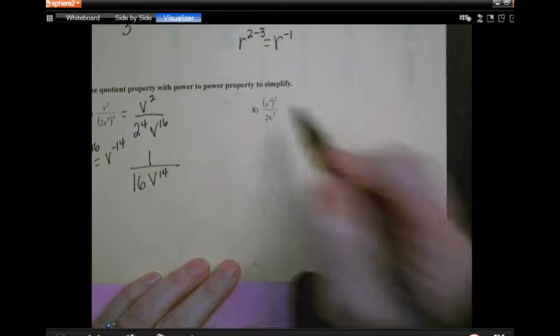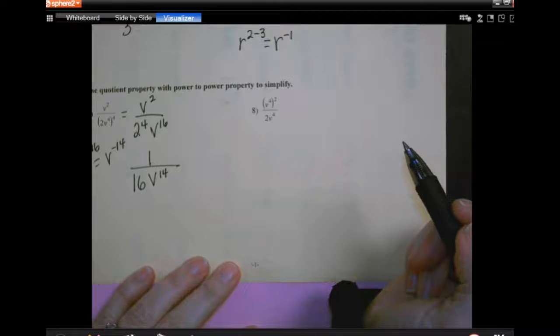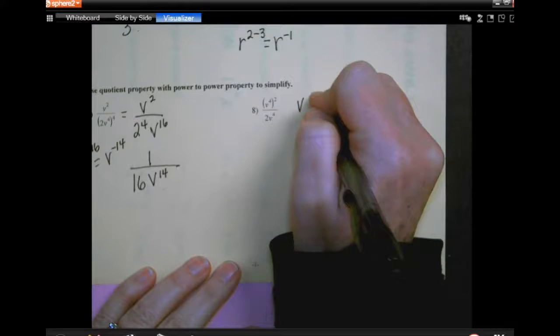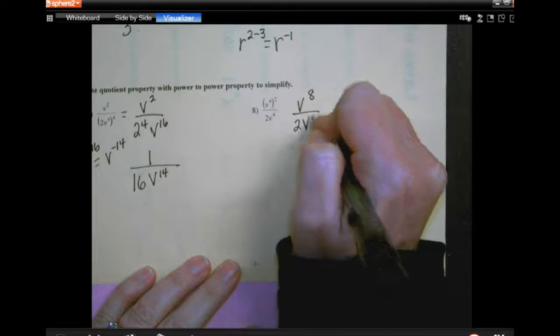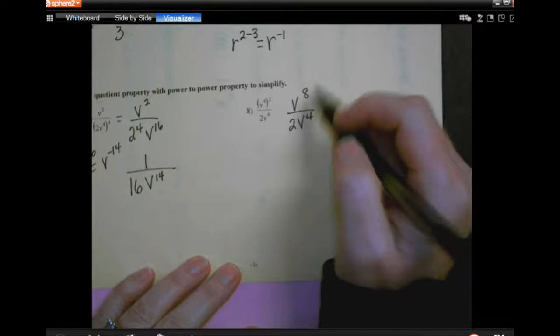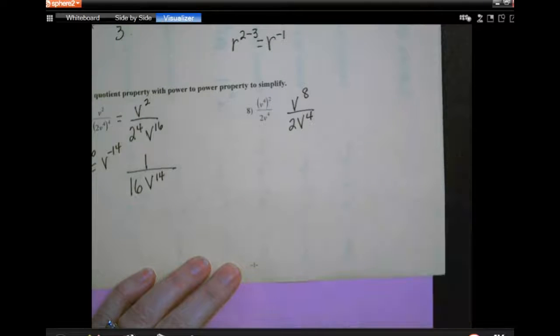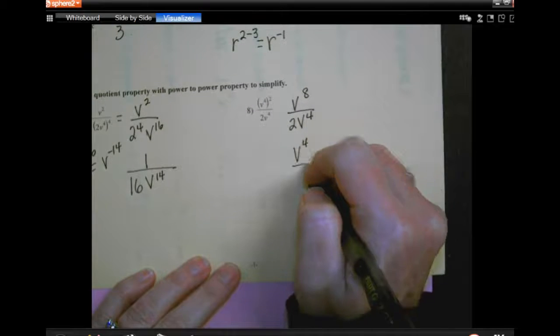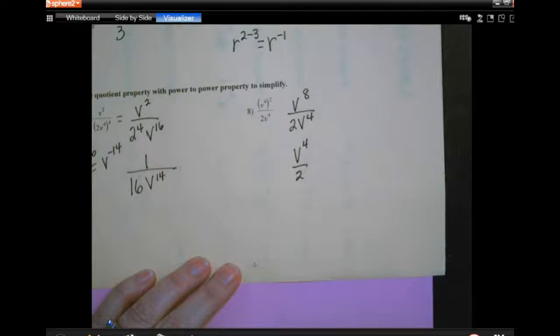So when I raise to a power, I multiply, so I get v to the 8th over 2v to the 4th. And now I'm dividing, so what do I do with my exponents? So 8 minus 4 is 4. And that stays on top, right? It's positive, so it's going to stay on top. V to the 4th over 2. It's just like this.